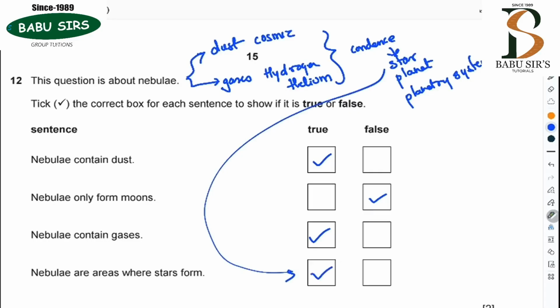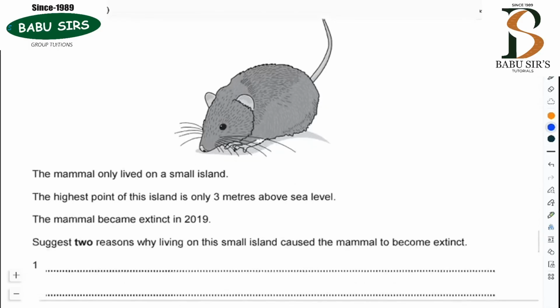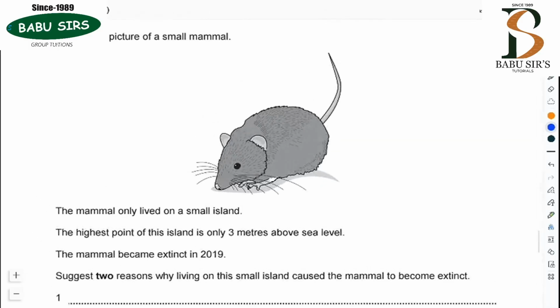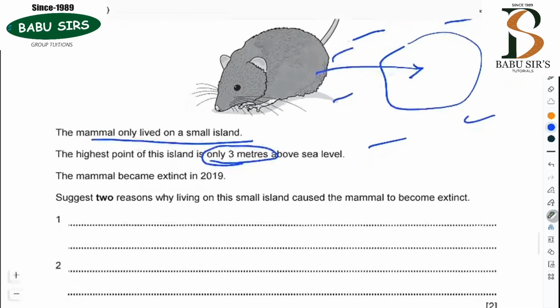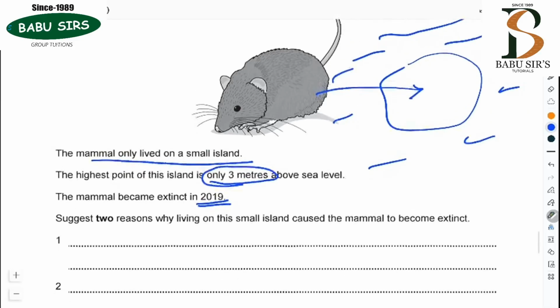Now we'll go to the next question. The next question is about a mammal who lived on a small island. So we'll take this small island, and this entire thing is water. So this hero is staying here. And this island is not of great height. It is only 3 meters. 3 meters is very low. So this mammal became extinct in 2019. So what might be the reason?